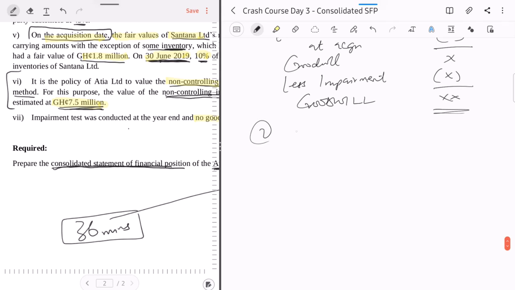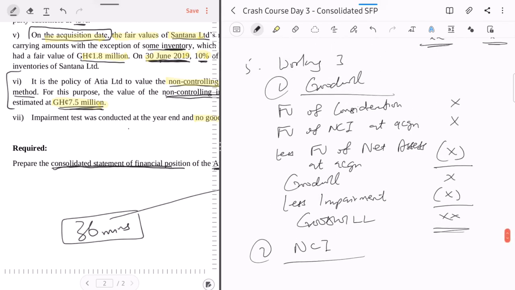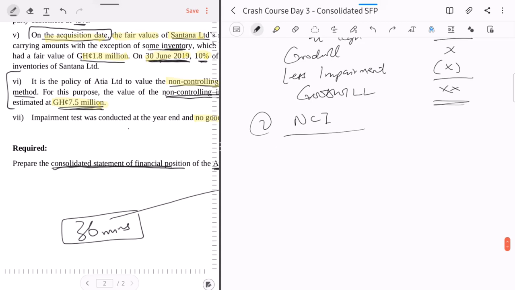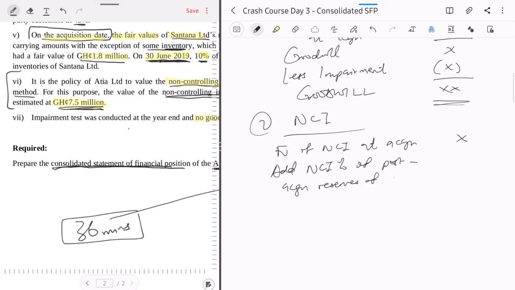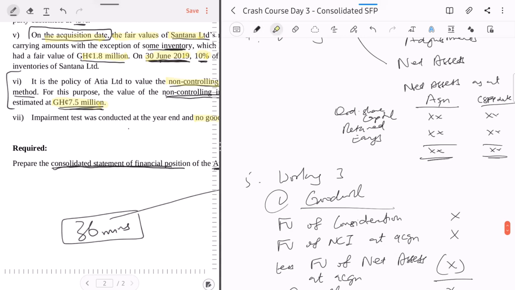How does NCI look like? I told you what second line of goodwill will be your first line of NCI, right? So it becomes fair value of NCI at acquisition. Then I add the NCI share or percentage of the post-acquisition reserves of the subsidiary. So that typically be the NCI percentage times what, one figure minus another figure.